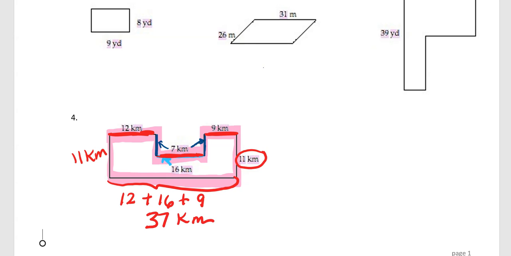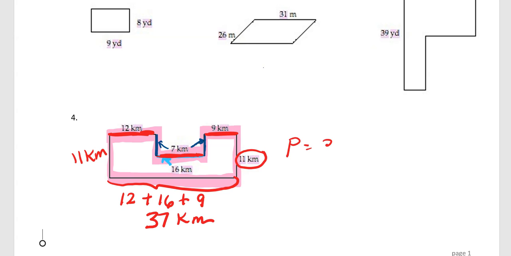So now I think I have all the sides and all the information I need to find the perimeter. So take a moment to see if you end up with the correct perimeter. Pause the video if necessary.